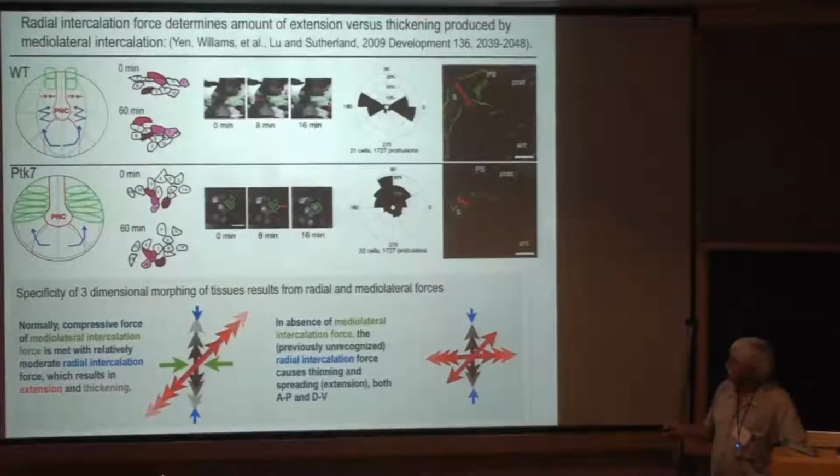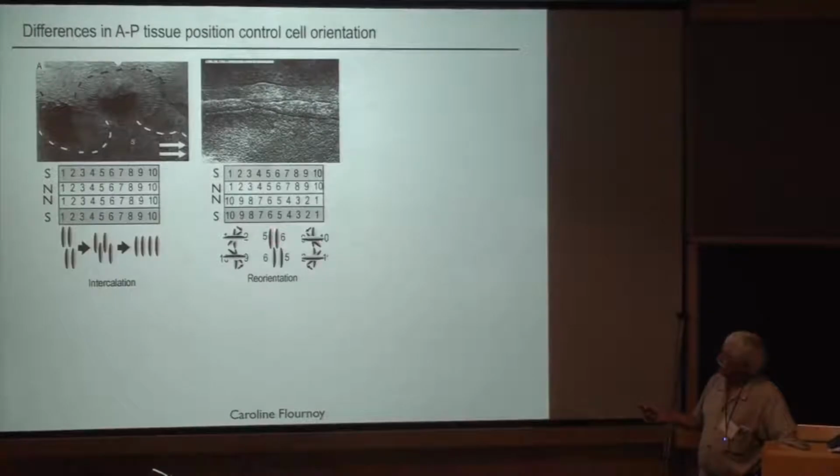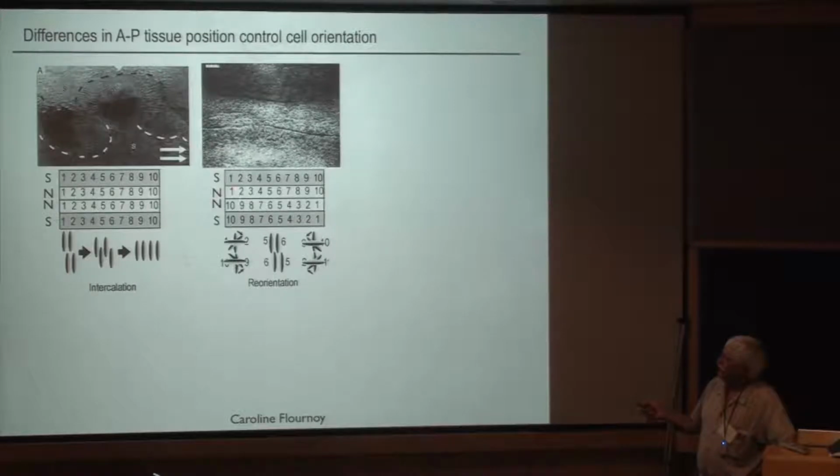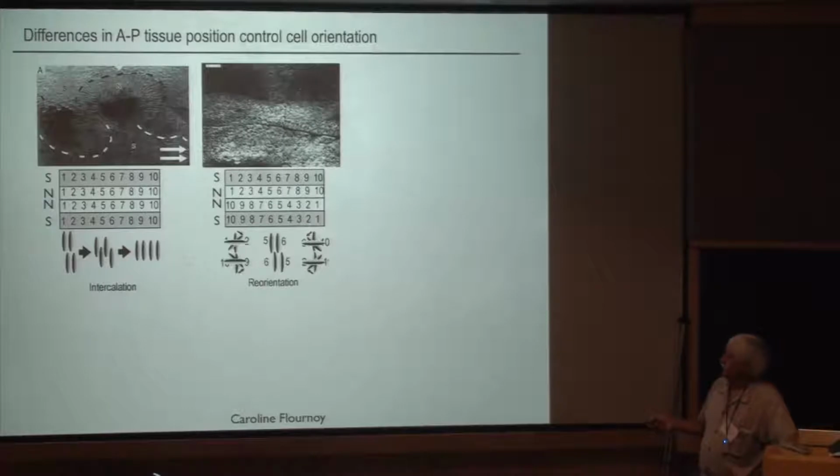Let me rush on here. They won't be able to intercalate as long as they're in the center part here where the axis is reversed, but the positional values are the same. But out here where the positional values are mismatched, the cells always turn anterior toward the anterior value and posterior toward posterior. And so they'll actually turn completely 90 degrees and converge and extend this way here and this way here. This is something that Caroline Flournoy in the lab did.